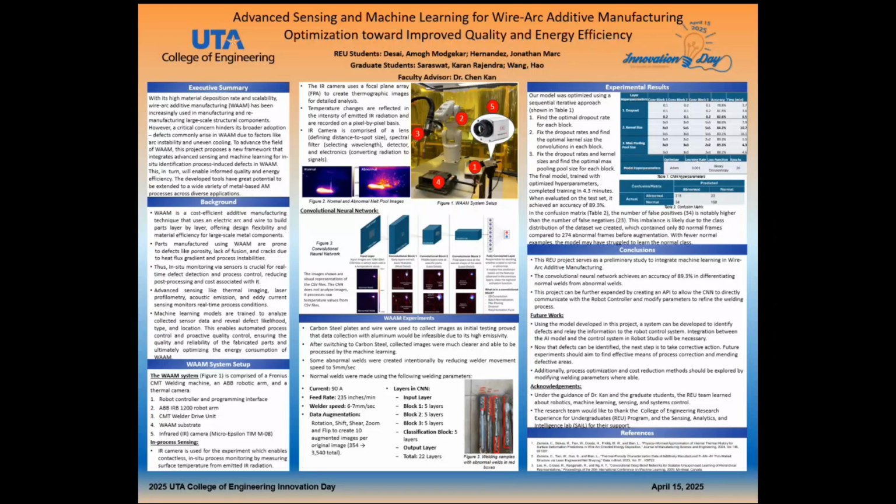Hi, I'm Amogh Modgekar Desai, and I'll be presenting the machine learning model we use to classify welds as normal or abnormal based on thermal images. These thermal images are 128 by 128 images, where each pixel represents a temperature value. Basically, they are visual maps of the heat distribution during welding.